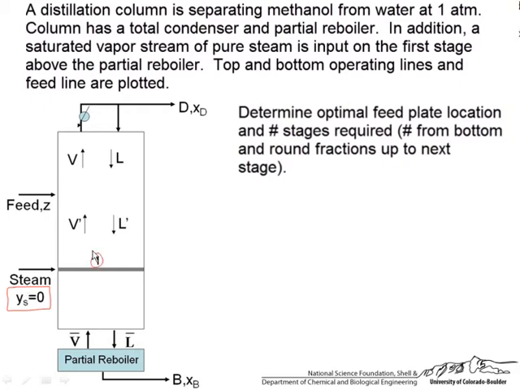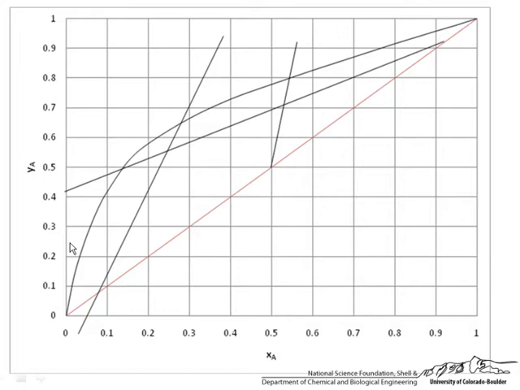The top and bottom operating lines and feed line have been plotted. Let's go to the next page and label these. This must be our top operating line. This is our feed line, and this line is our bottom operating line. So that's nice, those have been plotted for us.